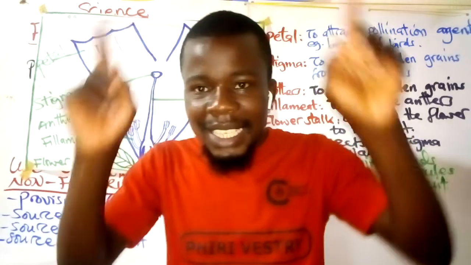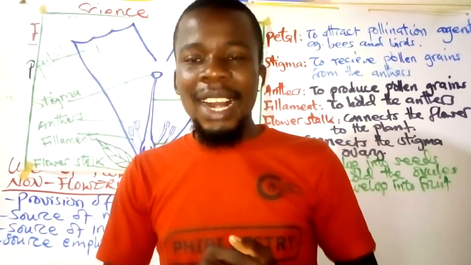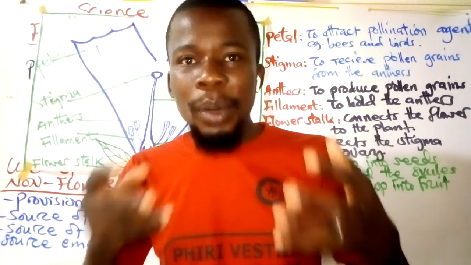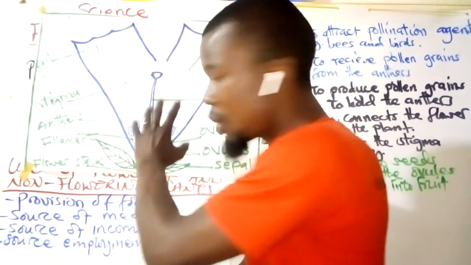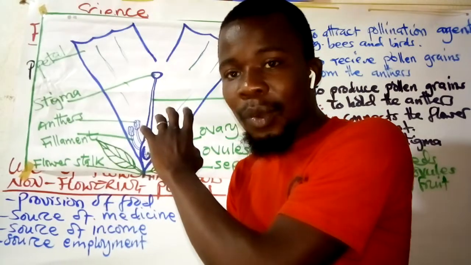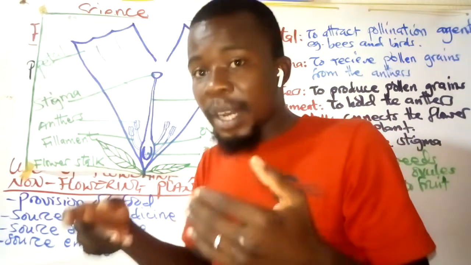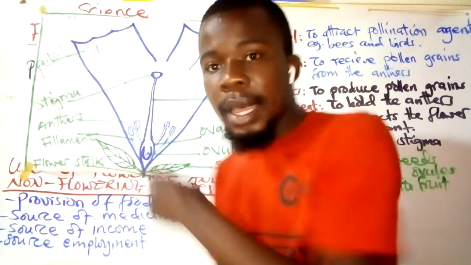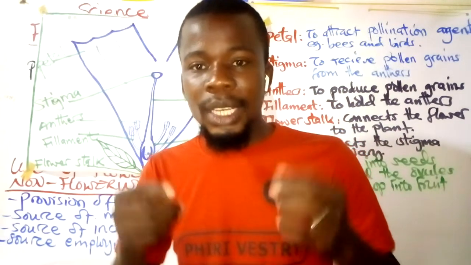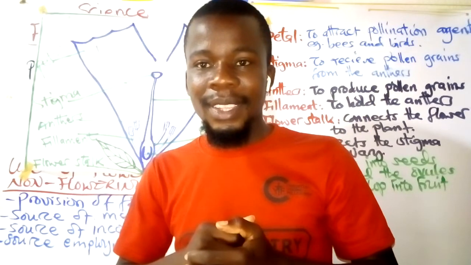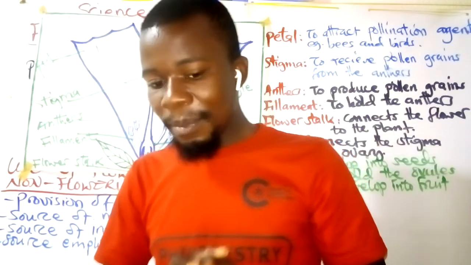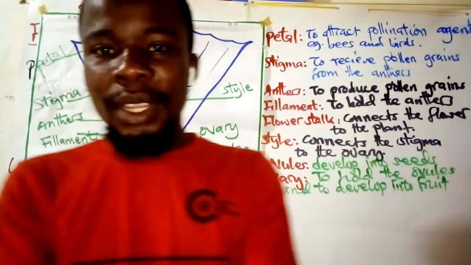Now, these things I've mentioned, which help the transfer of pollen grains from the anthers to the stigma, are what are called pollination agents. So, I have to put these things in writing.